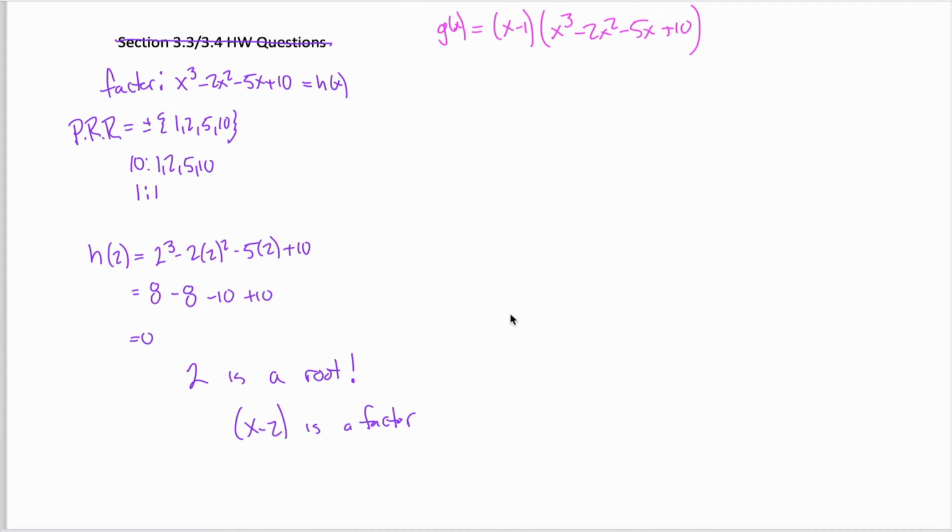If x minus 2 is a factor, I can do polynomial long division with x minus 2 and this polynomial h of x, x cubed minus 2x squared minus 5x plus 10, to rewrite this third degree polynomial as a product of a linear term and a second degree polynomial. To figure out what that second degree polynomial is, I just have to go through my polynomial long division algorithm. So I get rid of this x cubed by tossing an x squared up top. X squared times x minus 2 gives me x cubed minus 2x squared.